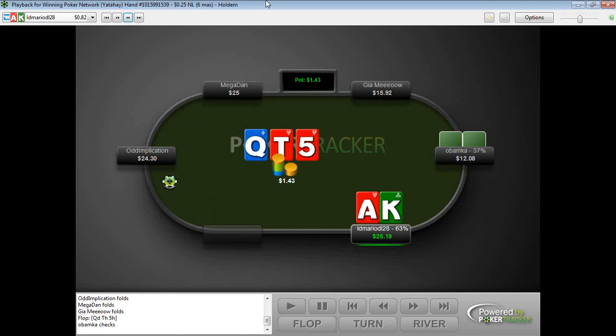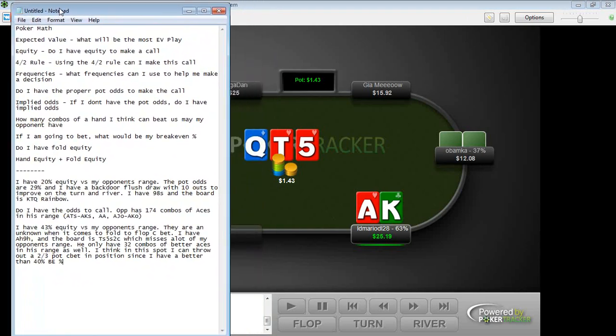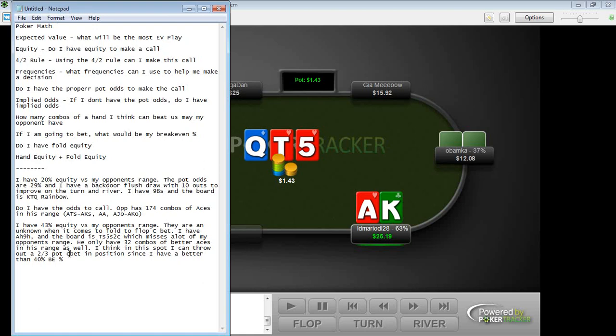I could even throw out a pot size bet here with a 50% break even percentage. So let's see. I have ace king, ace of hearts, king of clubs, and the board is queen of diamonds, 10 of hearts, 5 of hearts.